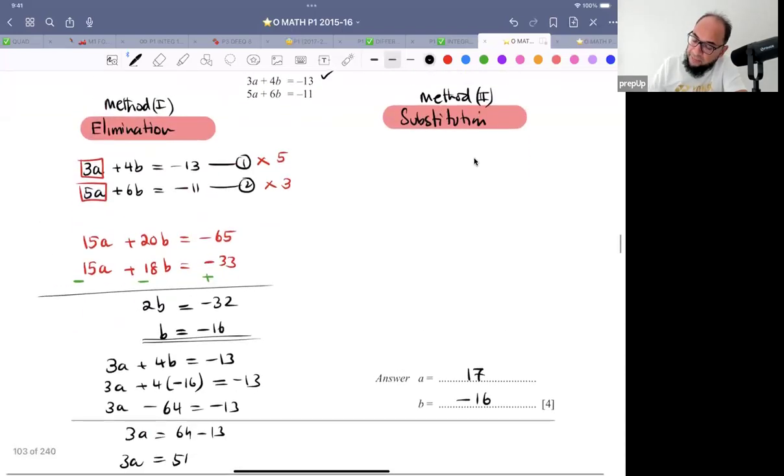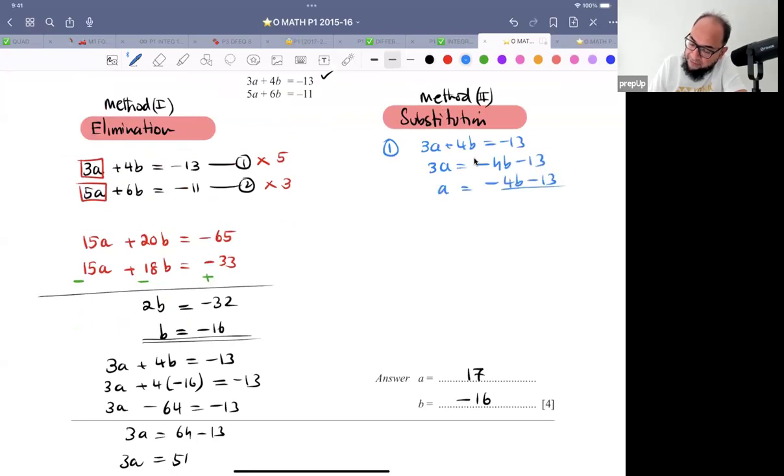Now let me do the other method, which is substitution. So let's say from the first equation, if I make a the subject, 3a plus 4b is equal to negative 13. 3a is equal to negative 4b minus 13. A is negative 4b minus 13 divided by 3. This is from the first one. Now plug into equation 2. So 5a plus 6b is negative 11. 5 into negative 4b minus 13 over 3 plus 6b is equal to negative 11.